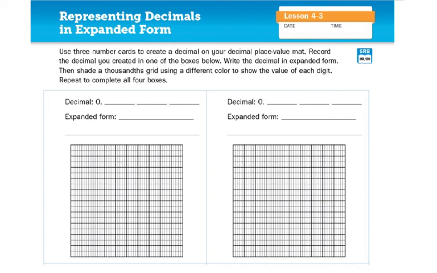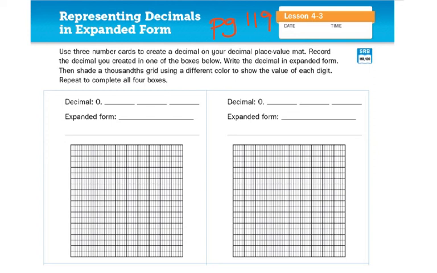Moving on to journal page 119. Journal page 119 says use 3 number cards to create a decimal on your place value mat. Record the decimal you created in one of the boxes below. Write the decimal in expanded form, then shade a thousandths grid using a different color to show the place value, the value of each digit.